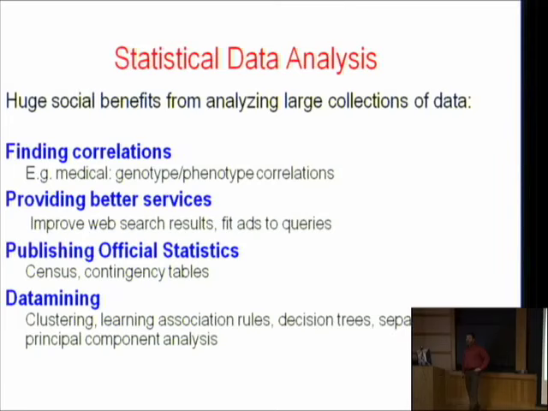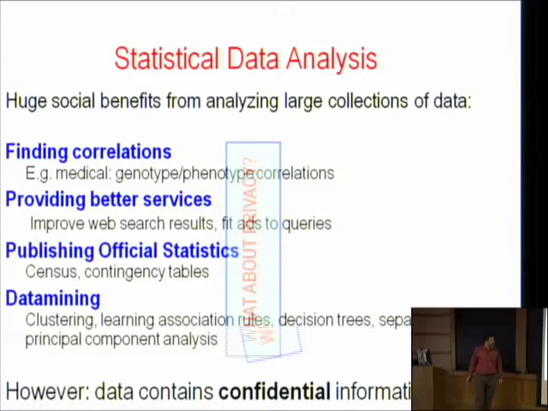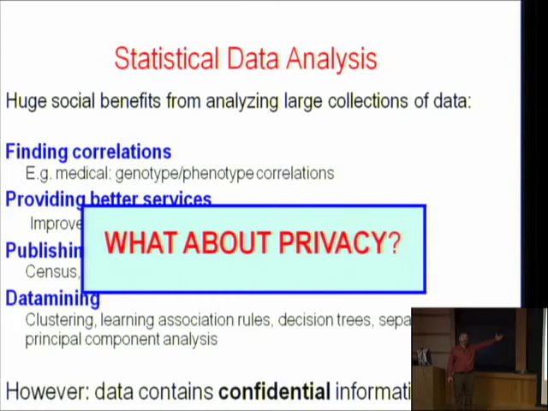So in general, in statistical data analysis, there are huge benefits from analyzing large collections of data. You want to find correlations, especially, for instance, for medical research. You want to provide better services. You want to be able to publish official statistics that are required by law. Data mining is definitely something that is considered to have a lot of utility. But of course, since data in general contains confidential information, the question is, what about privacy? So how can we publish all those wonderful things while maintaining privacy?